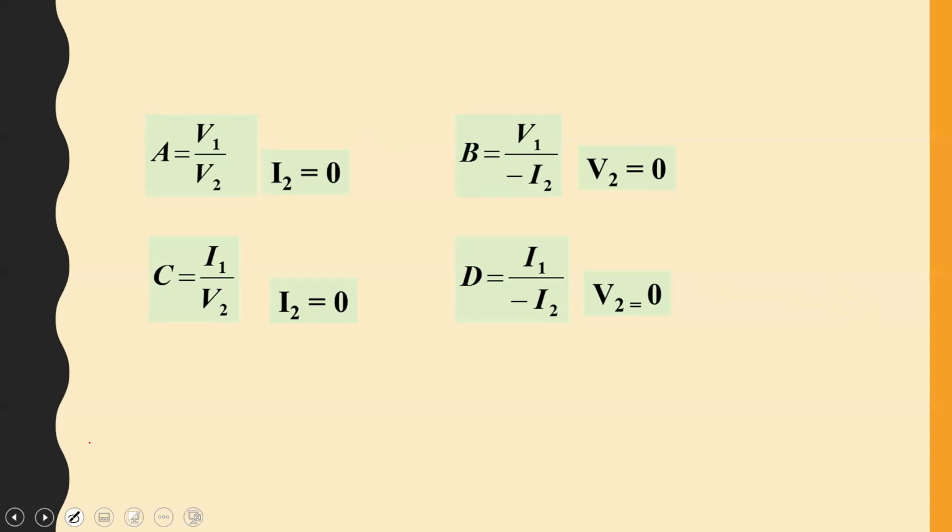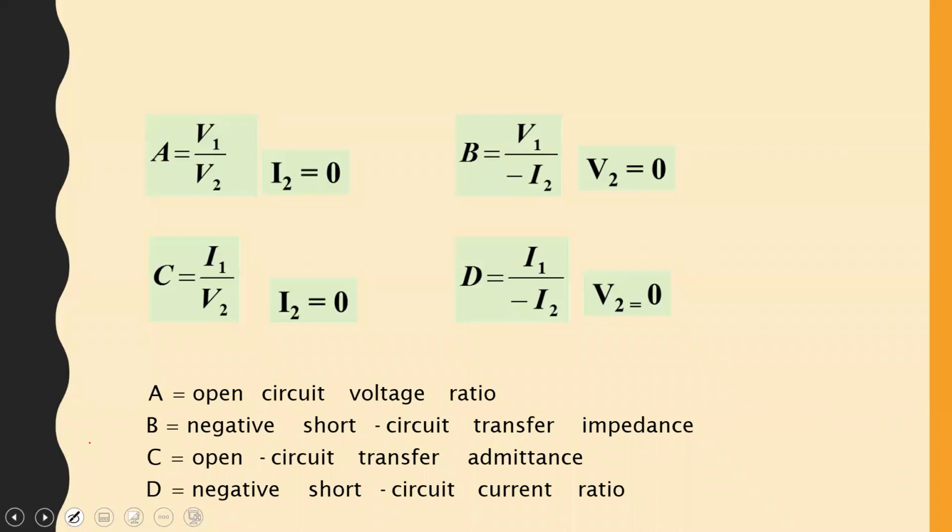I strongly encourage you not to try and even remember this, but just to work with the equations. So A would be the open circuit voltage ratio. B, the negative short circuit transfer impedance. C, the open circuit transfer admittance. And D, the negative short circuit current ratio.